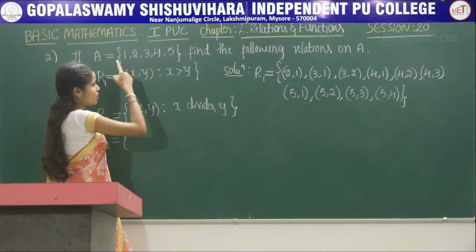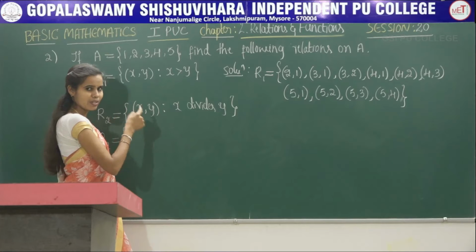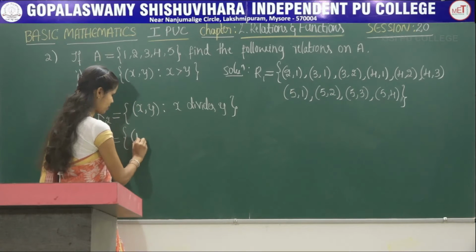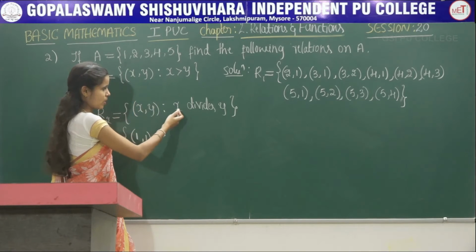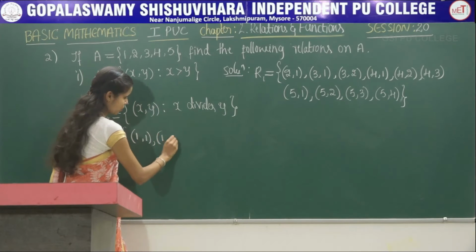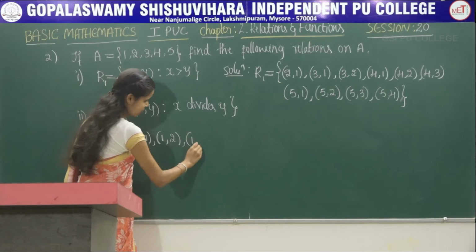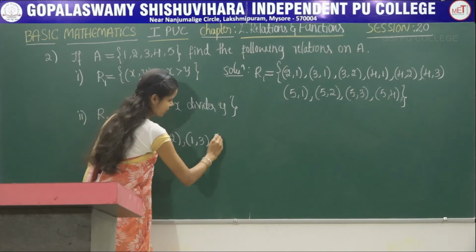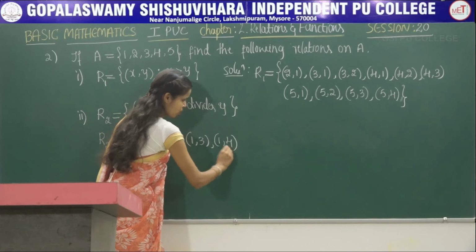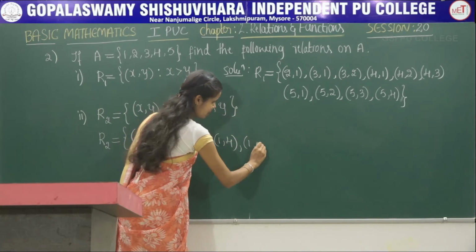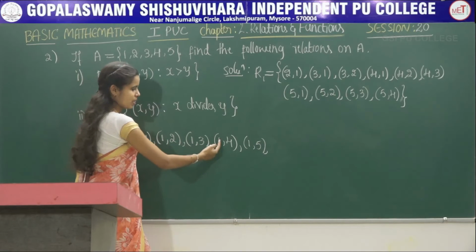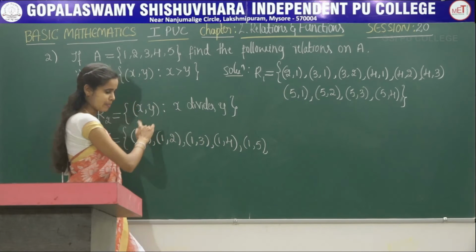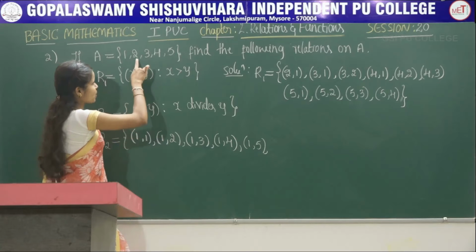Verify here. First consider (1, 1). 1 divides 1, true. Therefore (1, 1) is an element. Next element (1, 2). 1 divides 2, true. Therefore (1, 2) is an element. Next (1, 3). 1 divides 3, true. Therefore it is an element. (1, 4): 1 divides 4. (1, 5): 1 divides 5. Therefore (1, 1), (1, 2), (1, 3), (1, 4), (1, 5) are elements of R2.